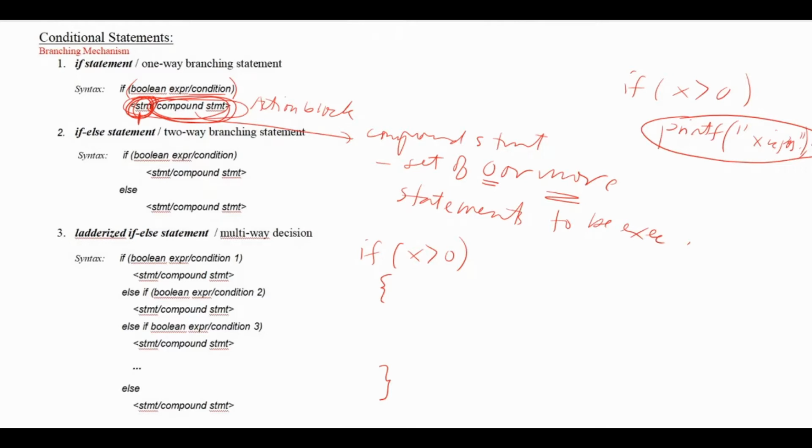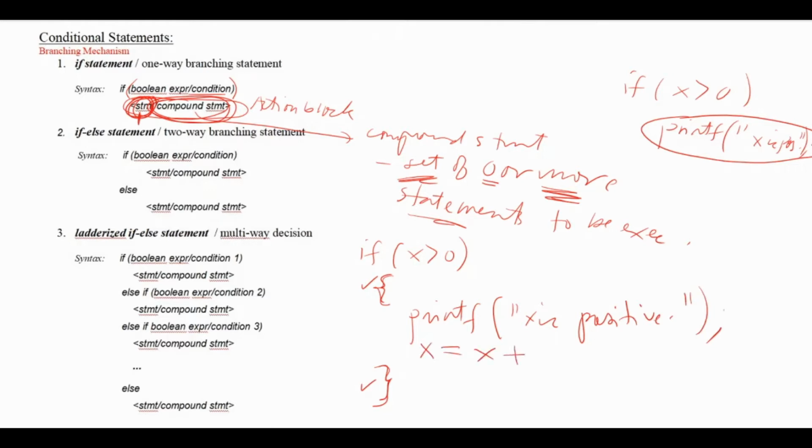A compound statement is marked by the open curly brace as the beginning marker and the close curly brace as the end marker. The open curly marks the beginning of the block and the close curly marks the end of the block. So this encloses this set of zero or more statements. For example, we would execute printf x is positive. Then after that, we will have another statement, x gets x plus 1. We add 1 to x.